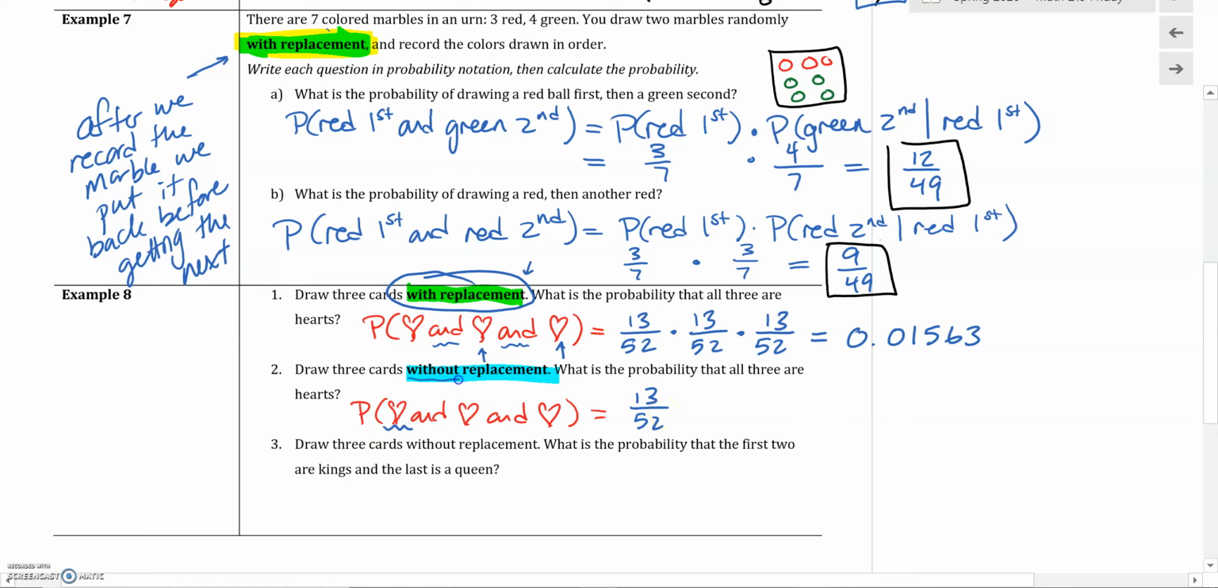And then I am not replacing them. So in other words, that card stays out. So now there's 1 less card in the deck, and there's also 1 less heart. To get this second heart, there's only 12 available because I plucked 1 out of 51 cards. Same goes for this last one. If I want this last heart, there's only now 11 hearts available and only 50 cards left in the deck. This would come out to 0.0129. You can see it's pretty different.